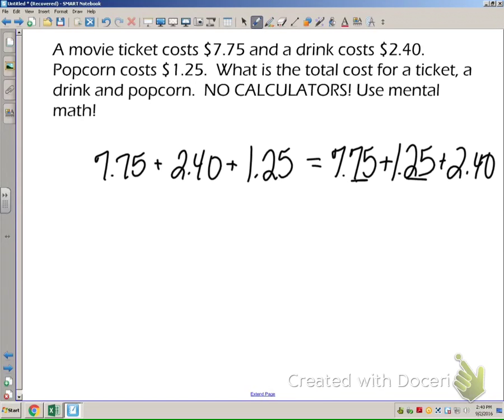So here I can do the 7 and the 8 make 9, plus that extra dollar made here by the change gives me $9, plus $2.40 is $11.40. So the property that I just used here was the commutative property. I changed the order in which they appear. I didn't regroup anything, I just changed the order.